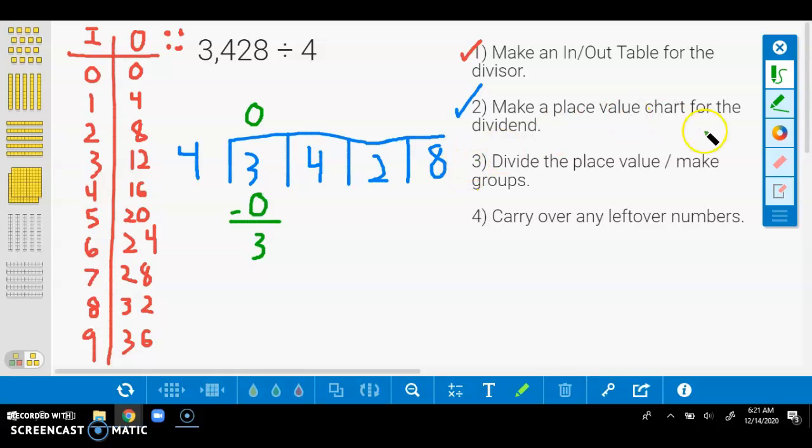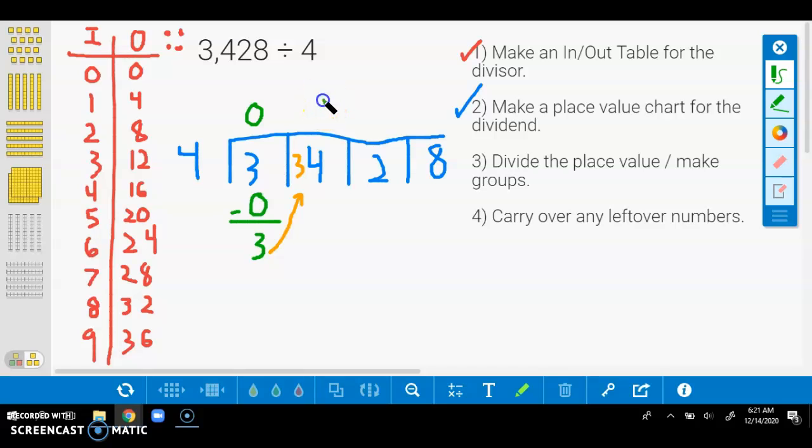Now, I'm not done, so I'm not going to check this off. But I will start doing number 4, carrying over leftover numbers. So I take my 3 thousands, and I change them to 30 hundreds. So now I have 34 hundreds to divide. And let's see, well, I can make 8 groups out of 34, because with 8 groups of 4, it would take up 32 of my items. It's 32 of my hundreds.